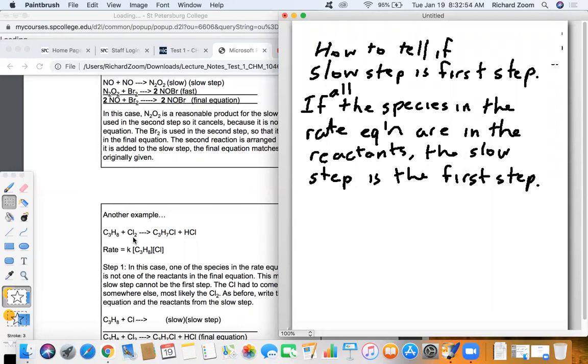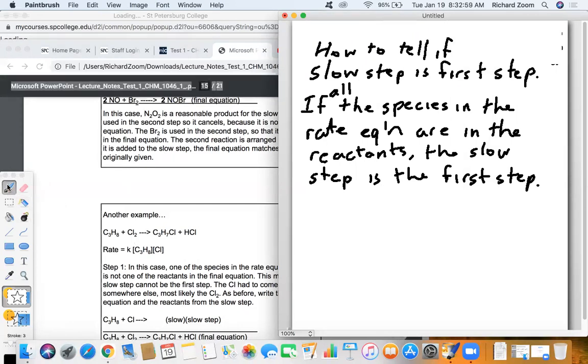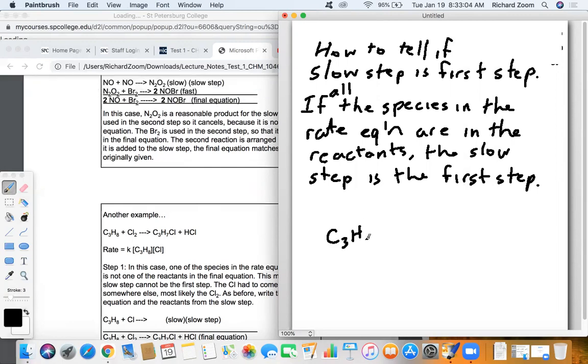So this is what I would come up with first, based on that logic. I would come up with C3H8 plus Cl as being the slow step. And I'll leave a space there for the products. But I also know that there's going to have to be a step before it as well, a step explaining how we get to Cl. And as we said, the Cl is likely to have come from the Cl2. So Cl2 is giving Cl plus Cl.